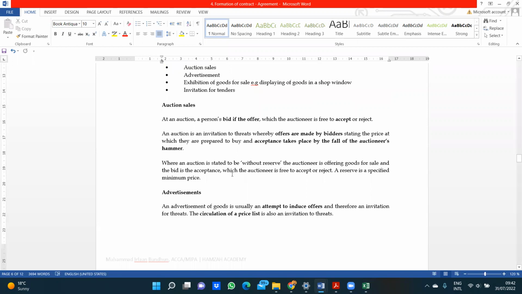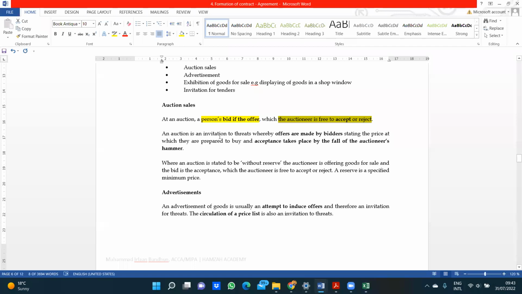Okay, so auction sales. At an auction sale, the person's bid is the offer. As I said earlier, the public in an auction are going to bid a price to buy something. The bid from anyone in the public is the offer. The auctioneer is free to accept or reject it. The auctioneer is inviting people to bid, so it is an invitation to treat. The person's bid, anyone in the public who is bidding to purchase something, is the actual offer.